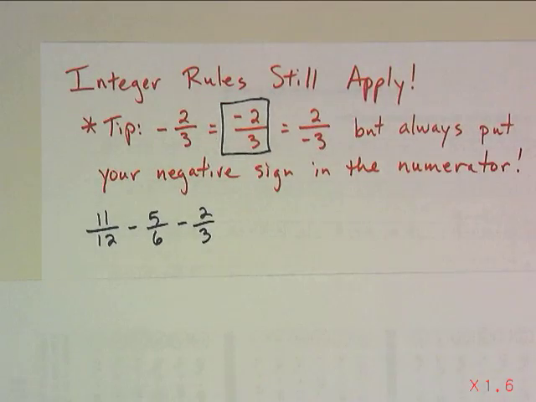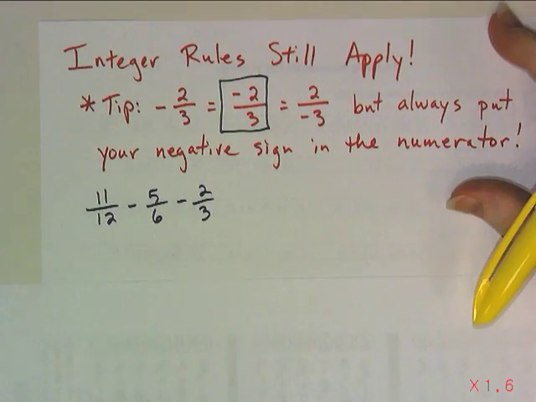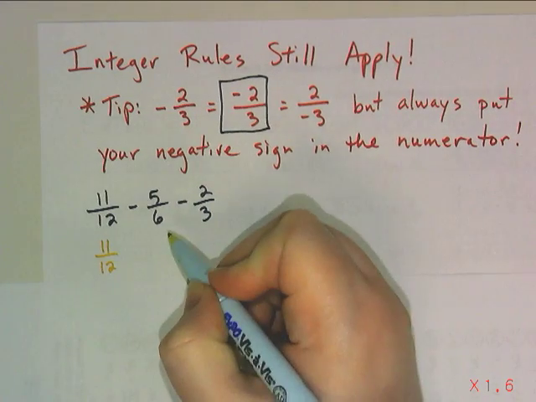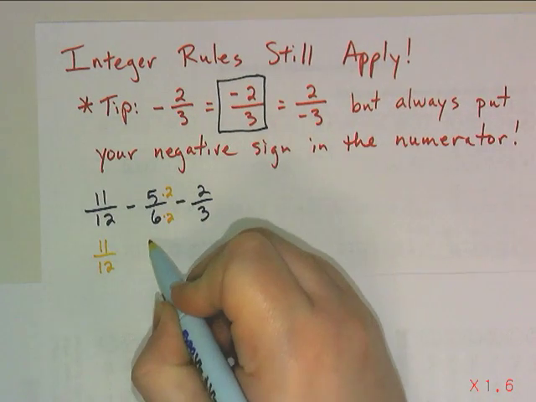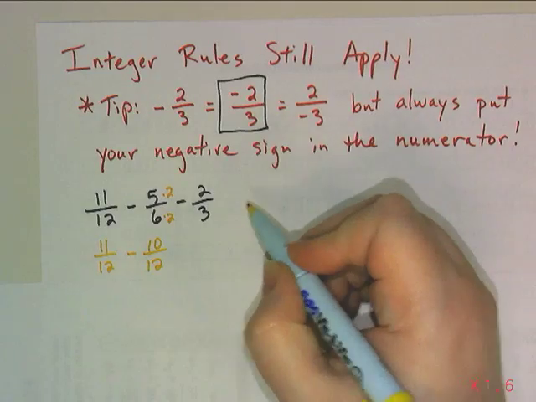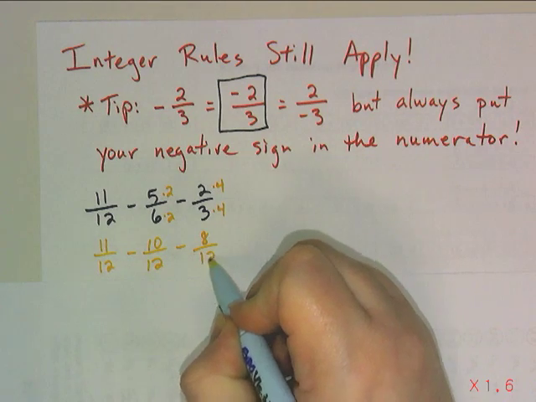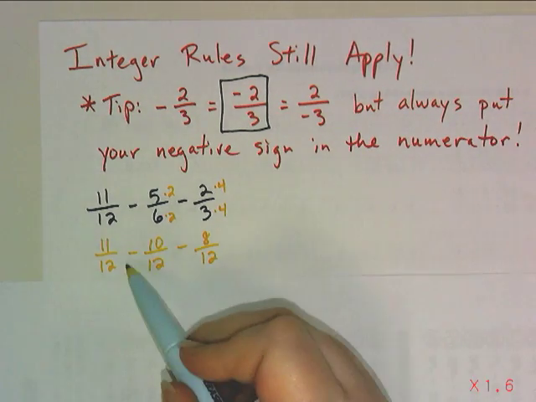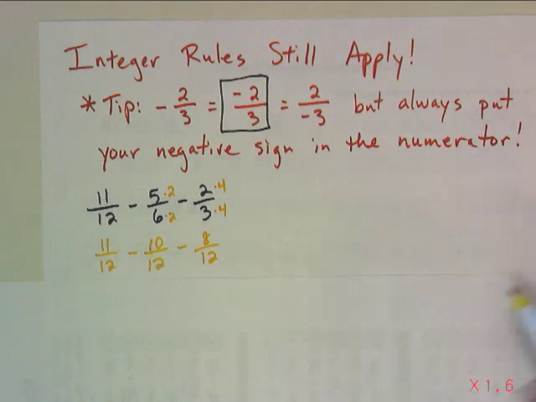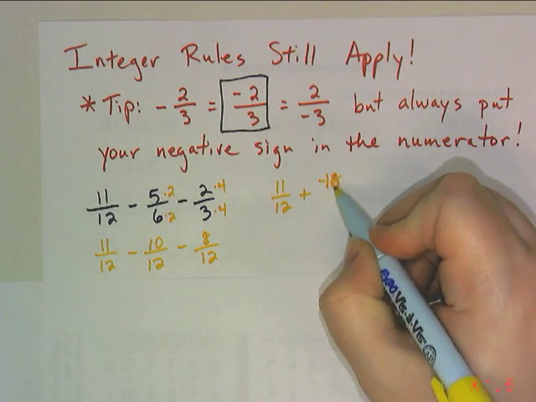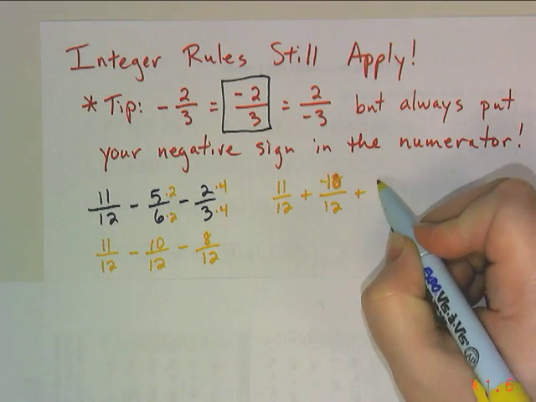So let's take a look here. If I have this example to work out, first of all, you might want to change everything to common denominators. Looks like twelfths is the best way to go. So I can keep my 11 twelfths. Times 2 gives me 10 twelfths. And times 4 gives me 8 twelfths. You might also want to change all of your subtractions to plus negative. So 11 twelfths plus negative 10 twelfths. Then plus negative 8 twelfths.